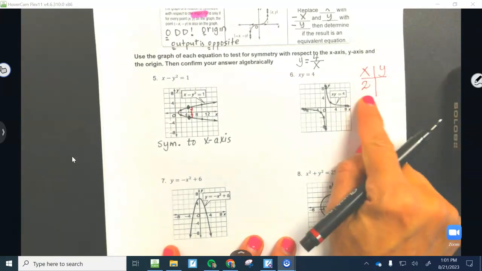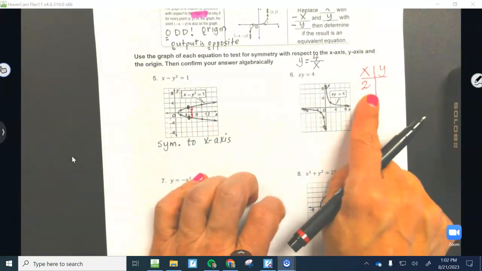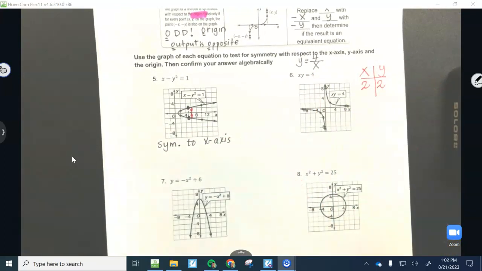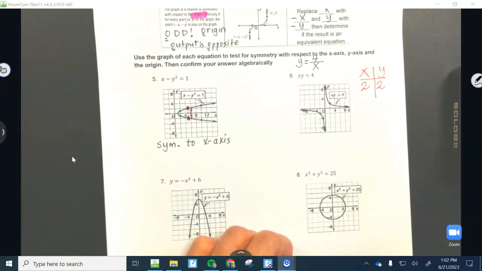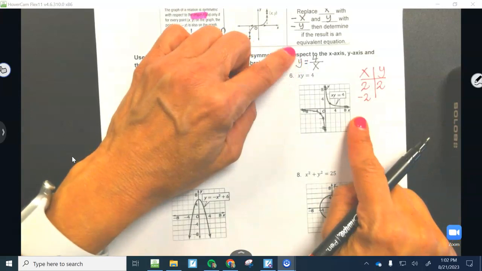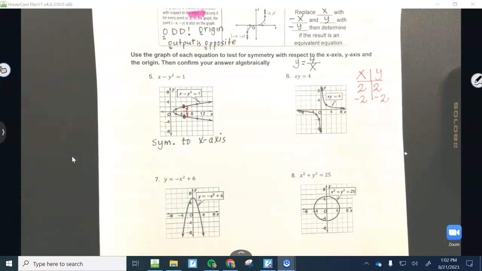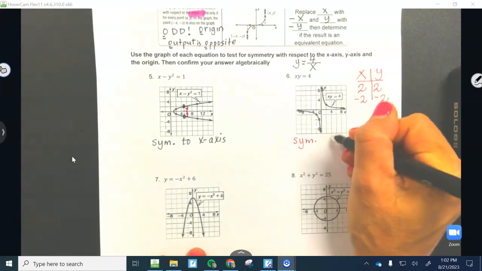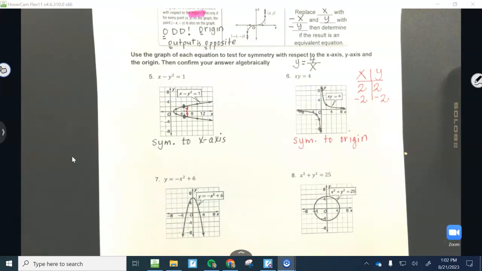Let's plug in a positive 2. When I plug in a positive 2 right there, what's a positive 4 divided by a positive 2? Yeah, that's going to be the output. Good job. Let's plug in the opposite. What's the opposite of positive 2? Negative 2. Okay, what's 4 divided by negative 2? Negative 2. You got your opposite output, so we know it is symmetrical to the origin. And that's how you're going to test that stuff.